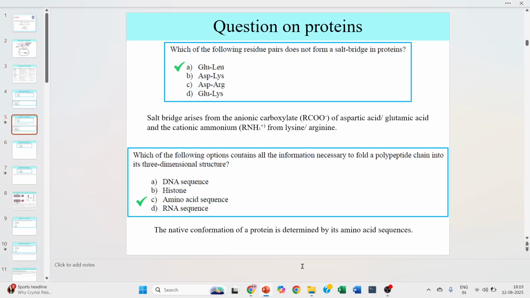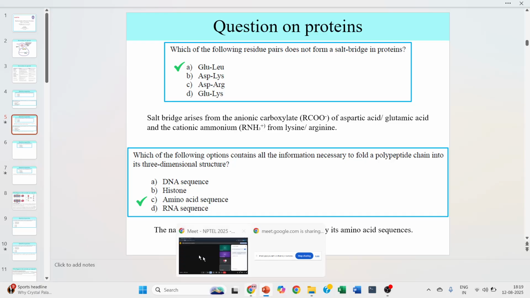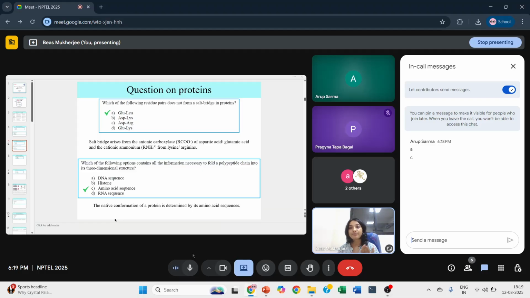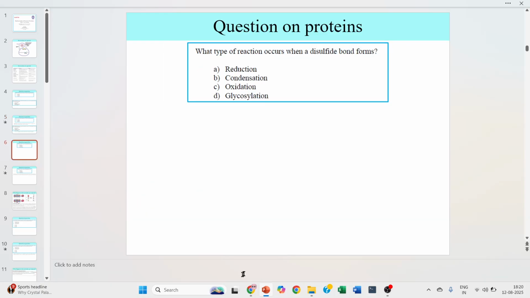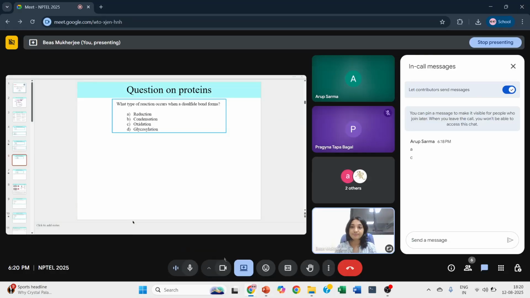Yes, so the native conformation of the protein is determined by its amino acid sequence, and the salt bridge arises from the anionic carboxylate of aspartic acid or glutamic acid and the cationic ammonium group from lysine and arginine. So leucine has an aliphatic side chain. That is why it is not going to be involved in salt bridge formation. Okay. So now there is one more question.